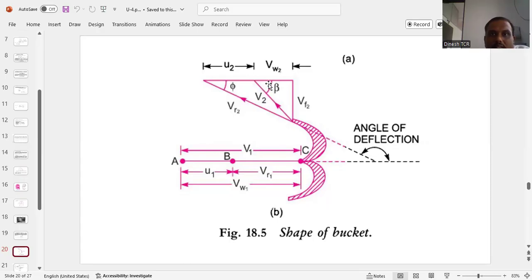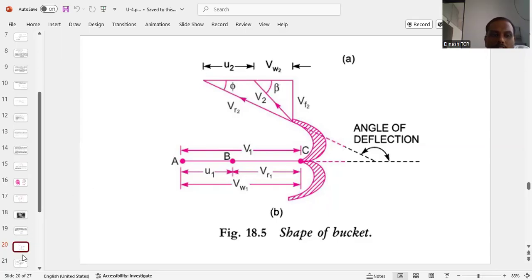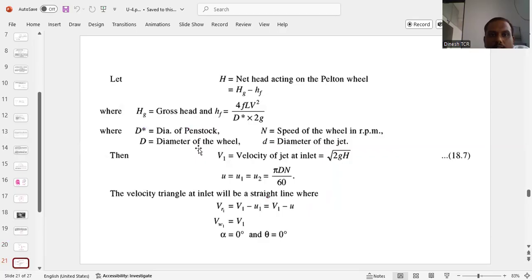As already said, we have two components for absolute velocity. One is the horizontal component, which we call the whirl velocity, and the vertical component, which we call the flow velocity. Which is making an angle beta. So VW2 is the whirl velocity at outlet. VF2 is the flow velocity at the outlet. The relative velocity is making an angle phi. And there is a blade velocity at outlet, U2. So this is the simple form of the velocity triangle for the Pelton wheel turbine.